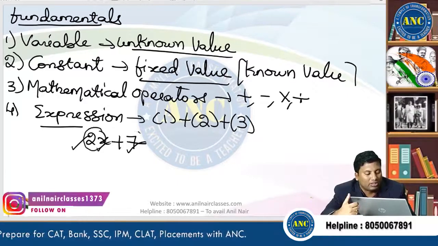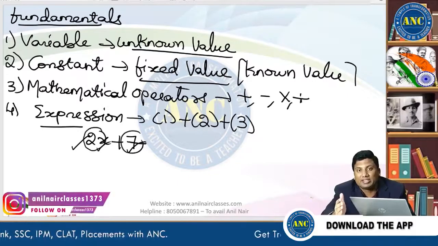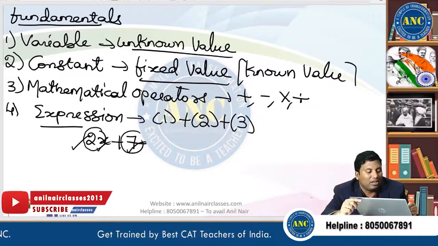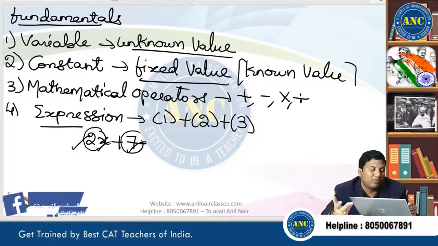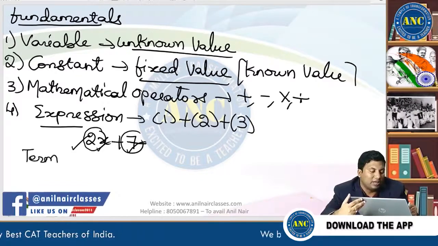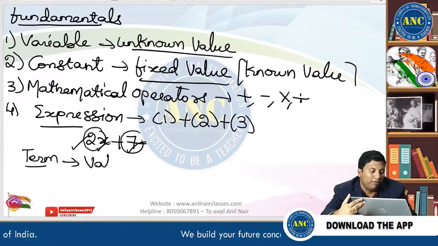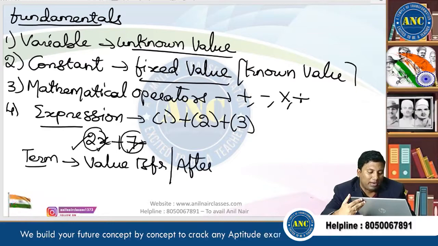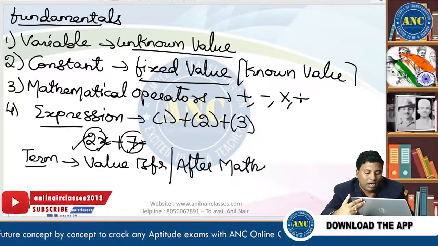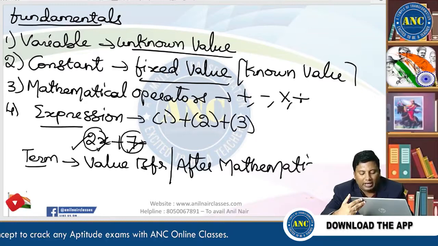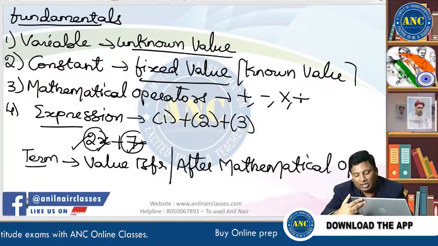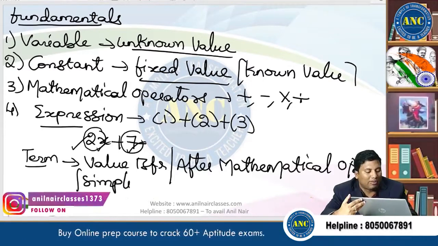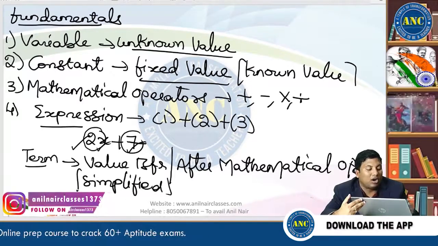There are two terms. If mathematical operators are between two given values, that value is called a term. A term is a value before or after a mathematical operator. If any simplification needs to be done, the simplified value before or after the mathematical operator is called the term.